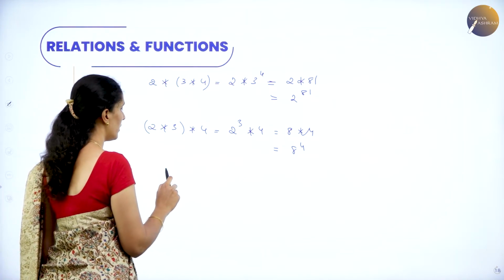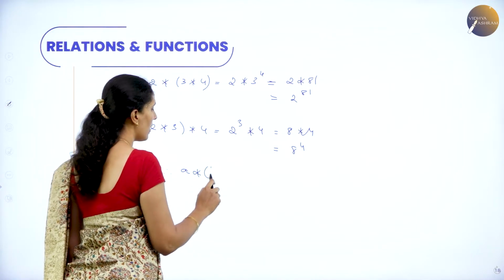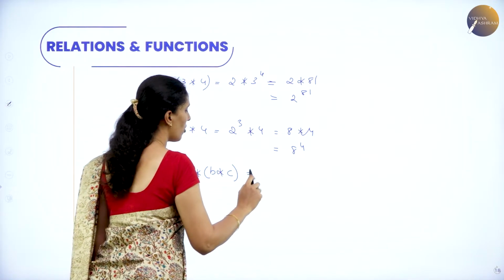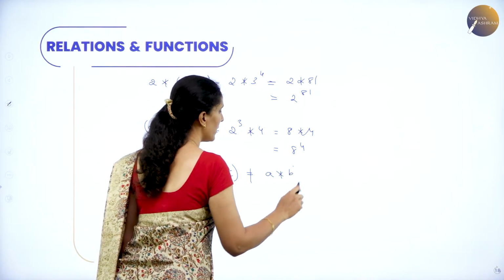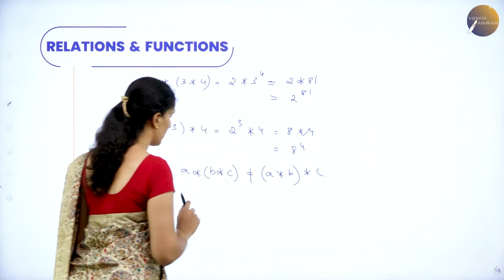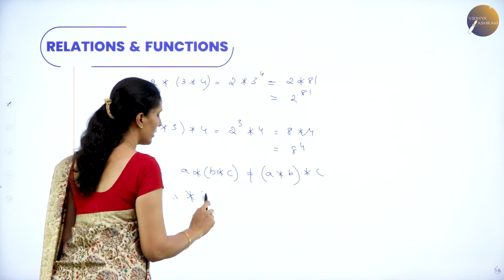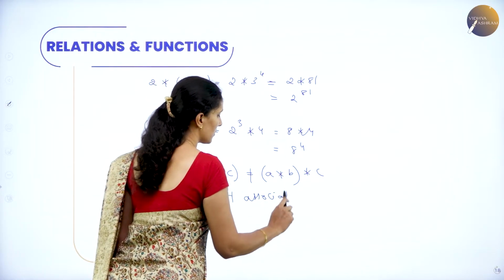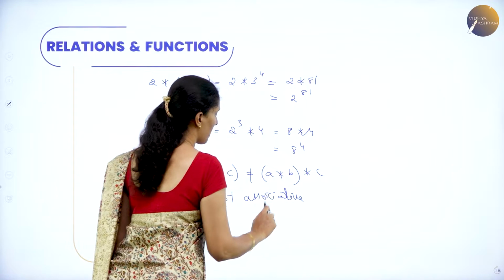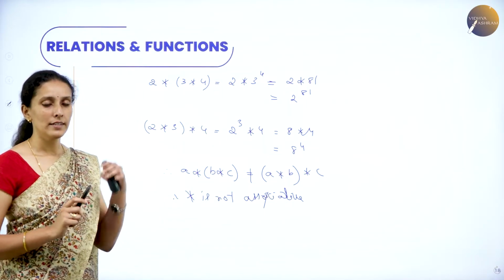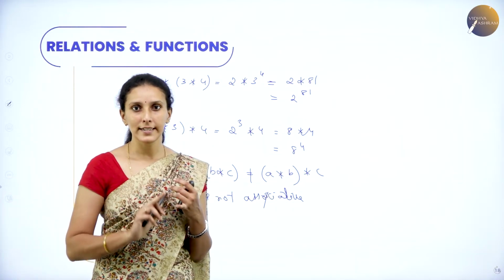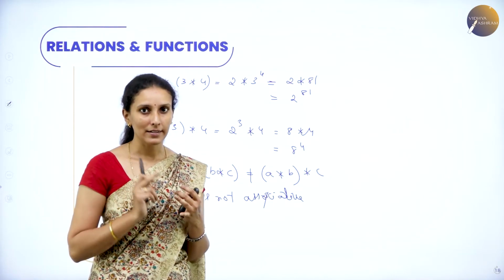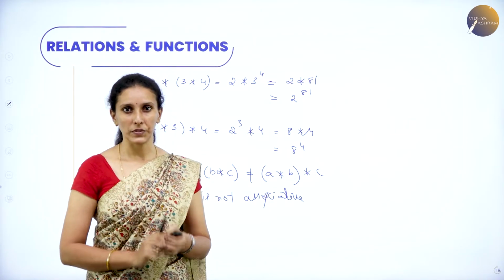Obviously, they are not equal. So, therefore, A star (B star C) is not equal to (A star B) star C. So, therefore, star is not associative. So, thus, this is how we can prove whether star is binary operation, star is commutative, star is associative.